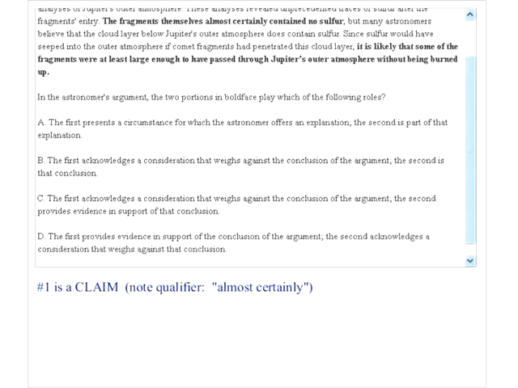Okay, number two, C if that's a claim, F if it's a fact. It is likely that some of the fragments were at least large enough to have passed through Jupiter's outer atmosphere without being burned up. C for claim, F for fact. Okay, nicely done, guys. This is definitely a claim. Two is also a claim.